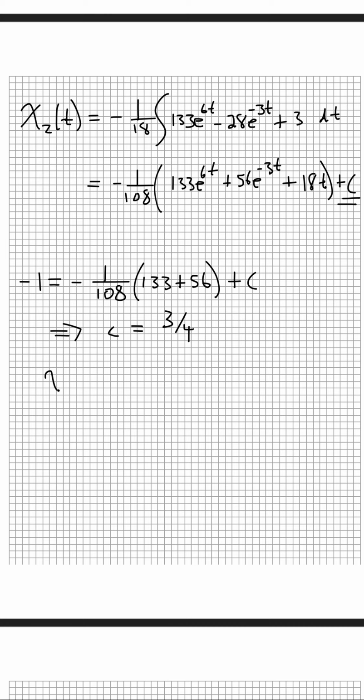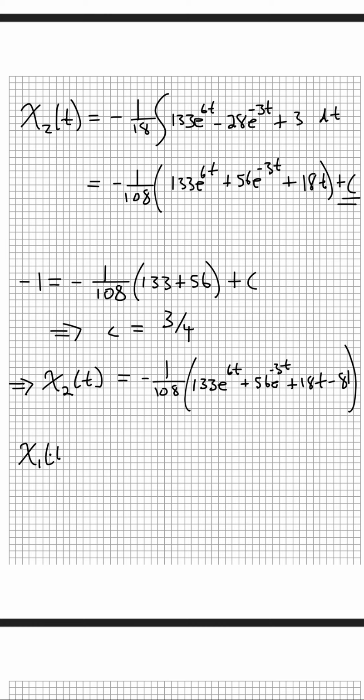So therefore, the second solution becomes, right, so this implies that x2 equals, and this will be minus 1 over 108, and this will be 133 e to the 6t, okay, plus 56 e to the minus 3t plus 18t minus 81. All right. So putting this all together, we have our two solutions for our system of differential equations.